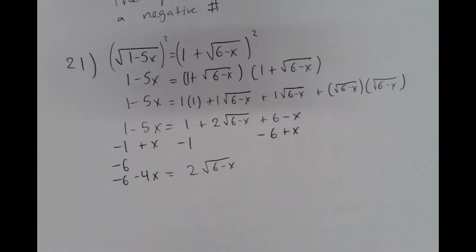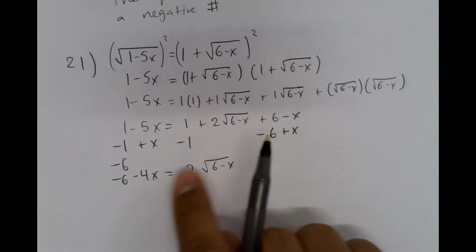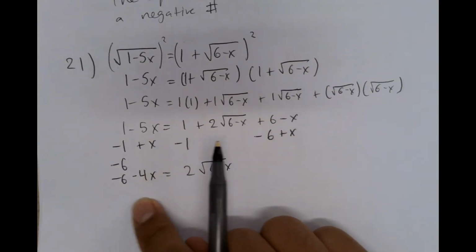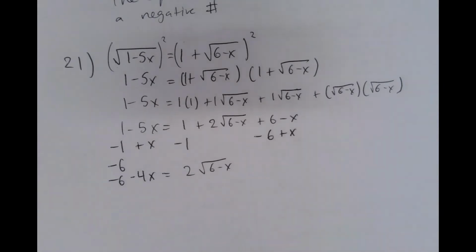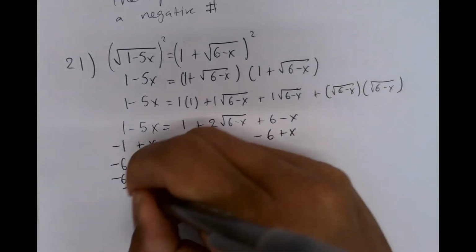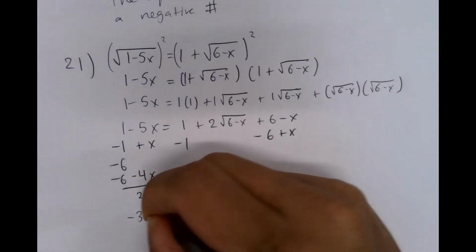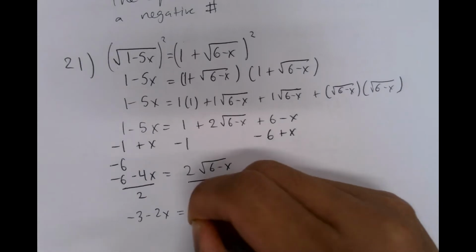The first thing that we want to do is we want to actually make it easier on ourselves. So if there's ever a number in front of the square root and both numbers on the other side are divisible, you can divide everything by that number. So what I mean is you can divide everything by 2 to just make it easier on yourself. So you get negative 3 minus 2x is equal to the square root of 6 minus x.